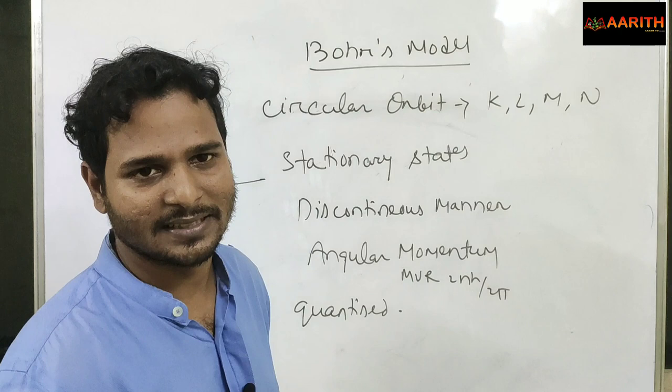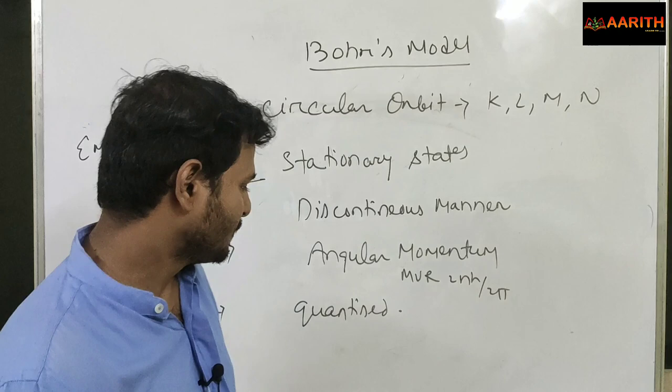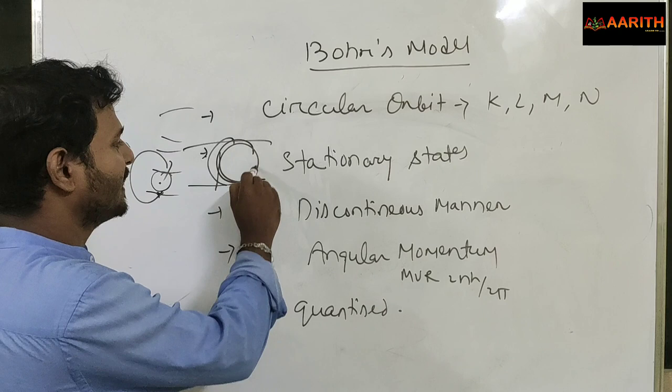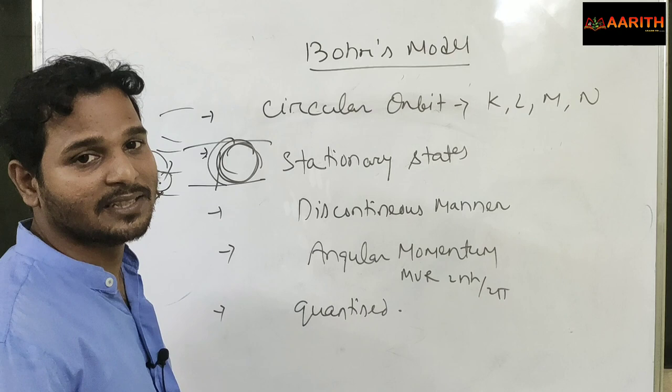The last one is about quantizing. Every orbit has a quantized or fixed amount of energy, fixed amount of radius. When you look at a jump from lower to higher, what is that energy gap? That amount of energy, it absorbs in the form of EMR, electromagnetic radiations. Fine.